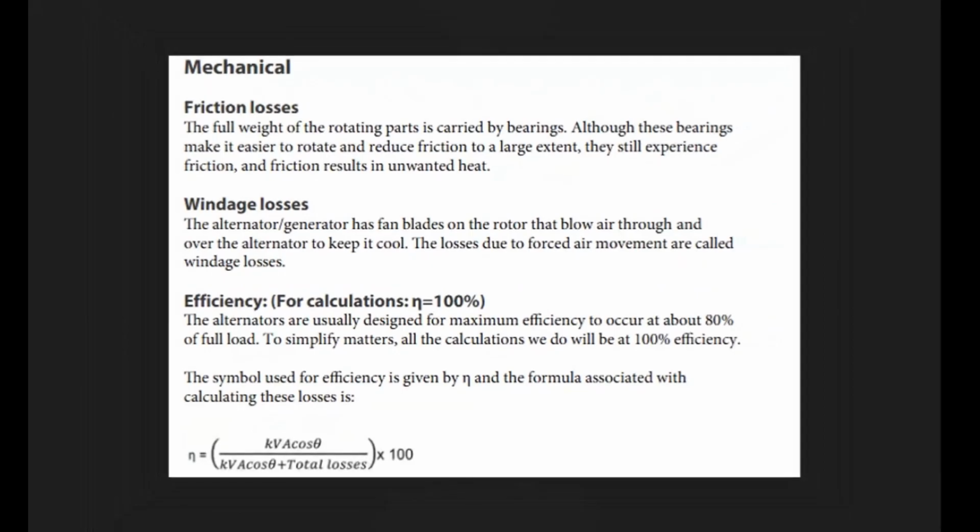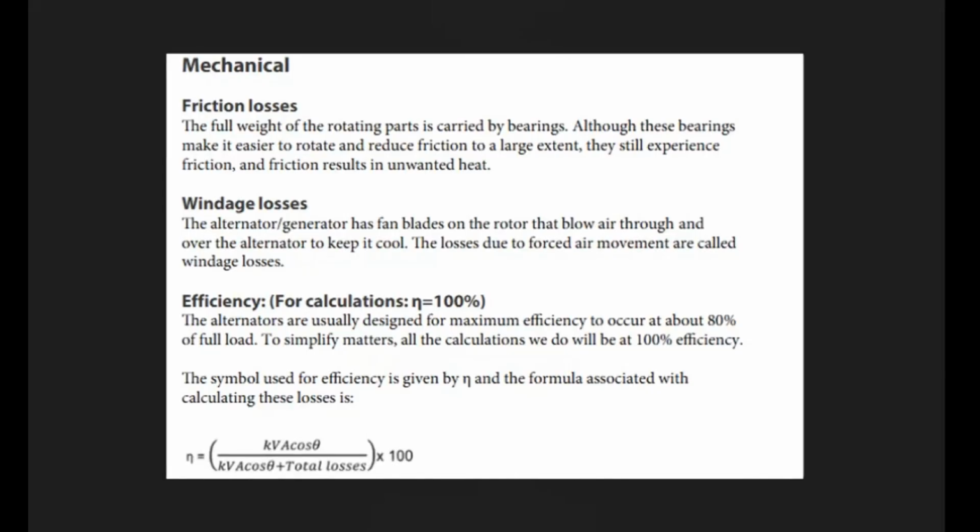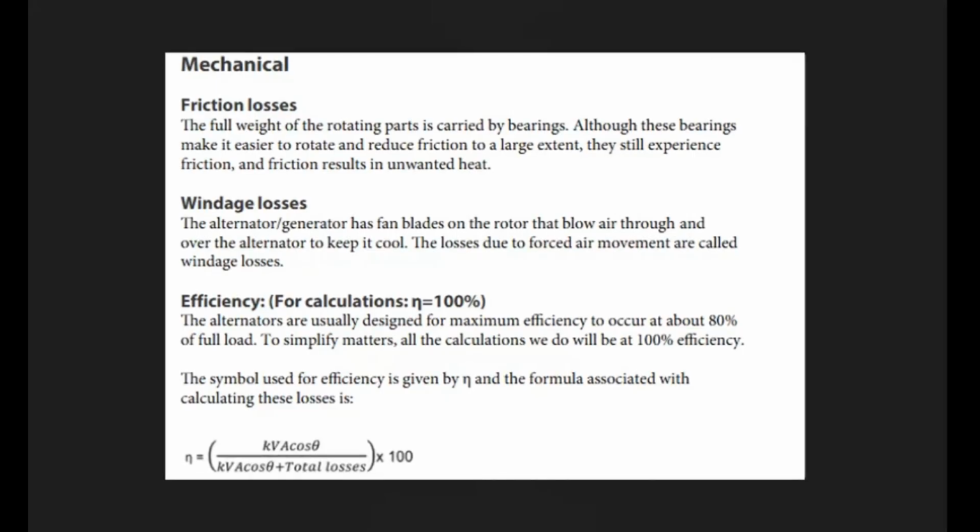Now we've got the mechanical losses. The mechanical losses are frictional losses. The full weight of rotating parts is carried by the bearings, so the bearings have friction. This will make the motor rotate. However, there is some friction due to these bearings. It's called frictional losses, and these bearings also heat up somewhat.